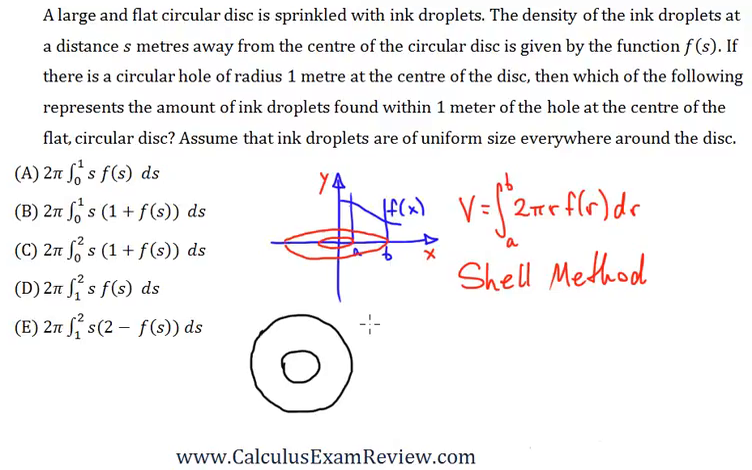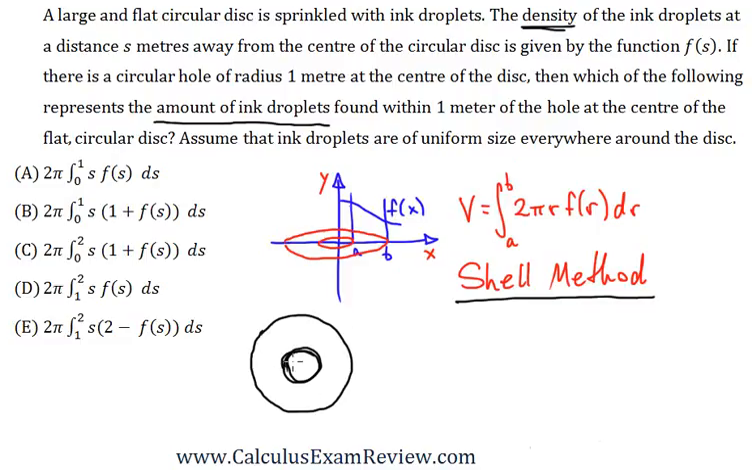All right, so here we have a shell method question. And why is that? Well, because we're given the density of ink droplets at a distance s meters away from the center, and we want to figure out the total amount of ink droplets found within 1 meter of the hole at the center of the flat circular disc.